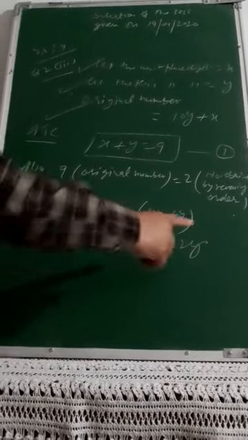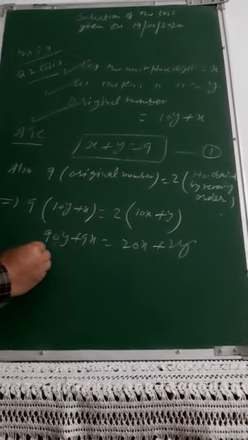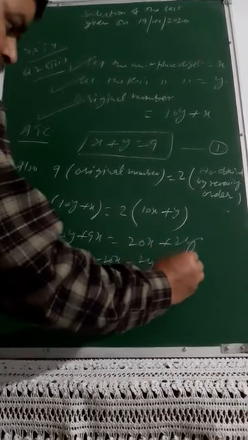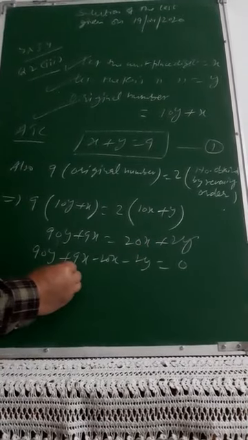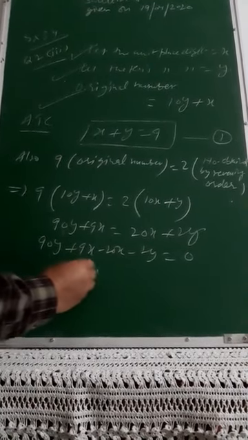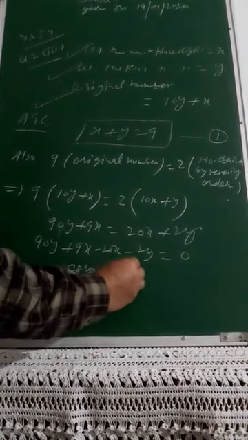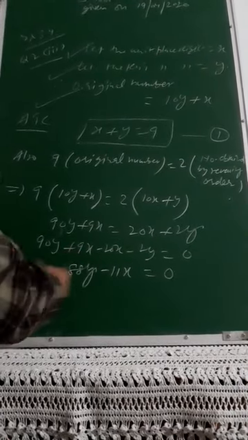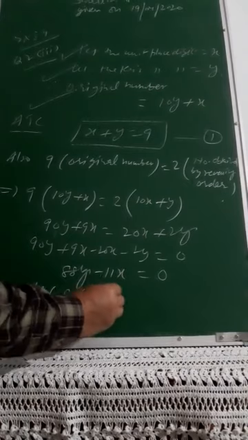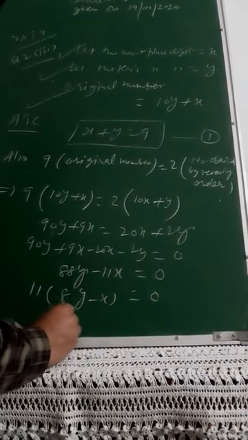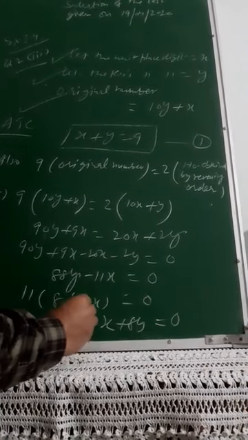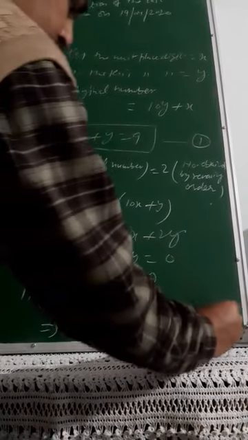Finally, shift all these to one side because no constant term is there. So what you can do is 90y plus 9x minus 20x minus 2y is equal to 0. So I am getting 90y minus 2y, this becomes 88y, and minus 20x plus 9x becomes minus 11x, is equal to 0. Again I can take 11 common, so reduce as much as possible: 8y minus x is equal to 0. So finally I get my second equation, minus x plus 8y is equal to 0. This is equation number 2.